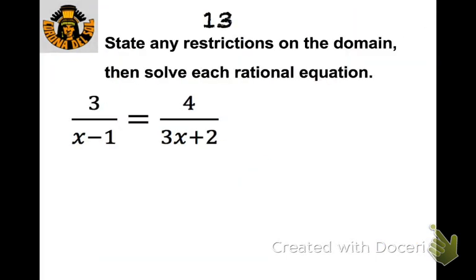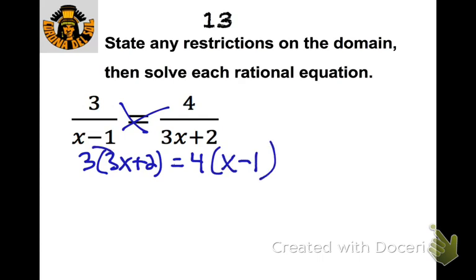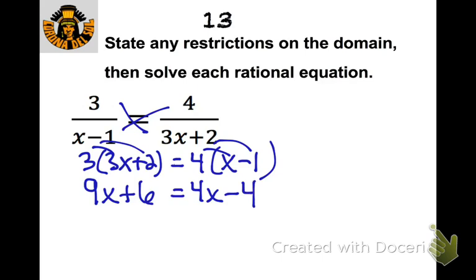All right, next one. Now we get into solving equations. So if it's a proportion, which means that one fraction equals another fraction, then we cross multiply. So this would be 3 parentheses 3x plus 2 equals 4 parentheses x minus 1. We're going to distribute the 3, so that would be 9x plus 6. And then we distribute the 4, so that would be 4x minus 4. We're going to solve for x, so probably a good idea to subtract 4x from each side. So minus 4x, minus 4x.